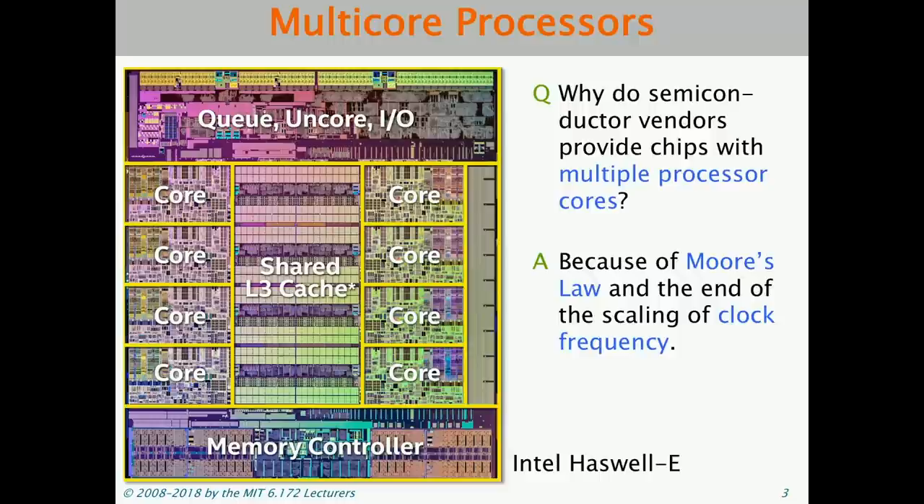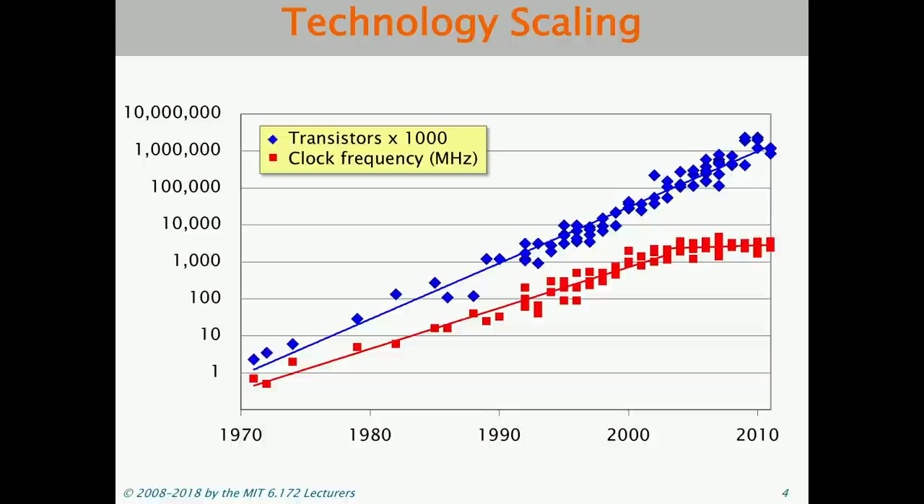Here's a plot showing both the number of transistors you could fit on the chip over time, as well as the clock frequency of the processors over time. Notice that the y-axis is in log scale here. The blue line is basically Moore's law, which says that the number of transistors you can fit on the chip doubles approximately every 2 years, and that's been growing pretty steadily. This plot goes up to 2010, but in fact, it's been growing even up until the present, and it will continue to grow for a couple more years before Moore's law ends.